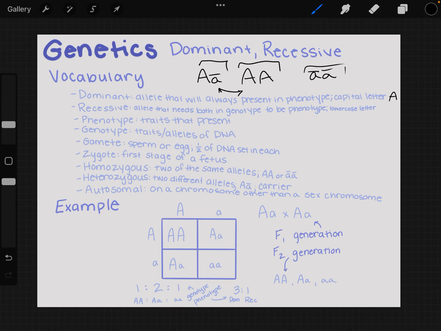The next vocabulary word I'd like to discuss is autosomal. And this means that they are on a chromosome other than a sex chromosome, so not the X and Y chromosome.